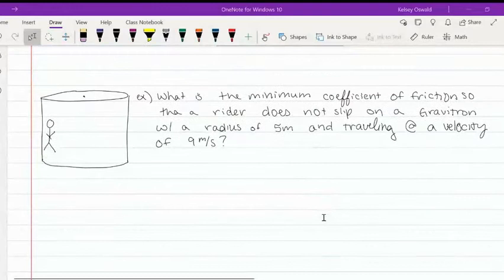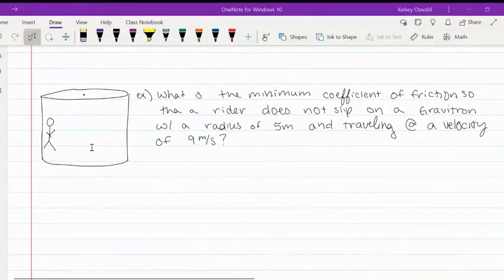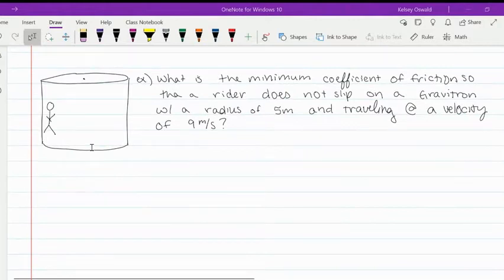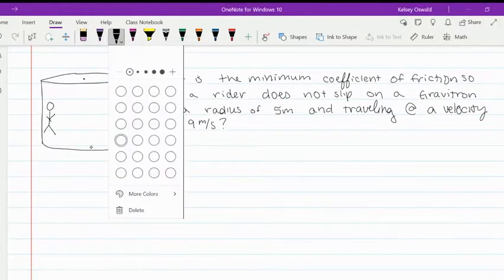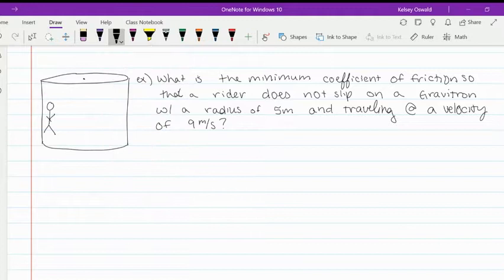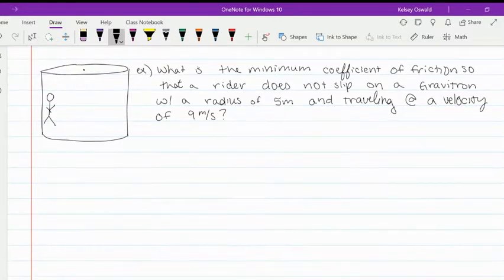Okay, so here we have our little friend, and we want to find the minimum coefficient of friction of that gravitron so that a rider does not slip on a gravitron with a radius of 5 meters and traveling at a velocity of 9 meters per second. Okay, so basically, how grippy does the material of that gravitron have to be so that a rider does not fall and hurt themselves?